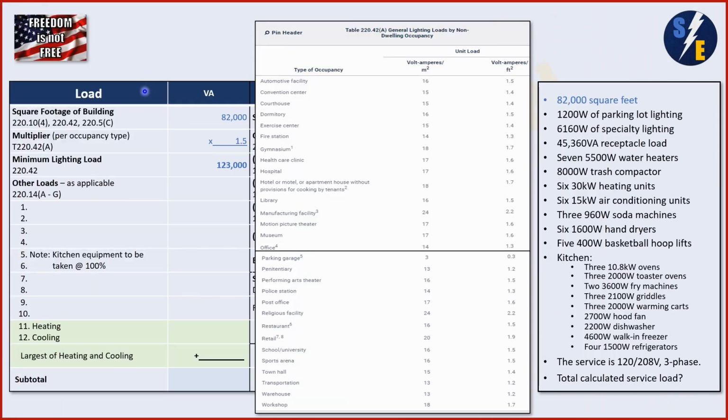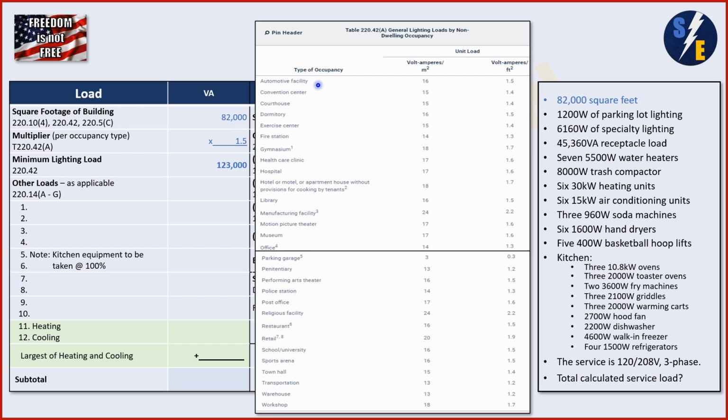So the first thing we do is we take the square footage of the building and we find a multiplier from table 220.42a. And again, if you want to know why I'm going to table 220.42a, that is explained in my general commercial deep dive video. Please reference that. Check that video out. It has every detail for a commercial service.